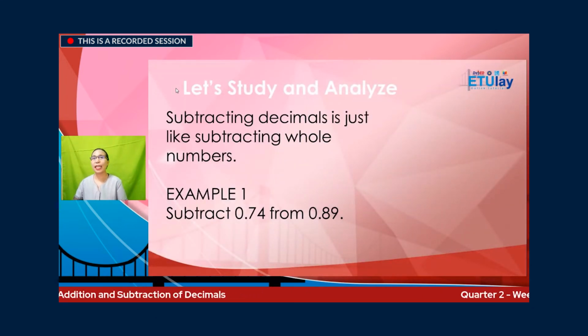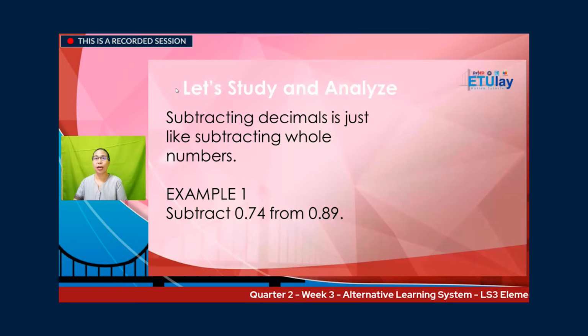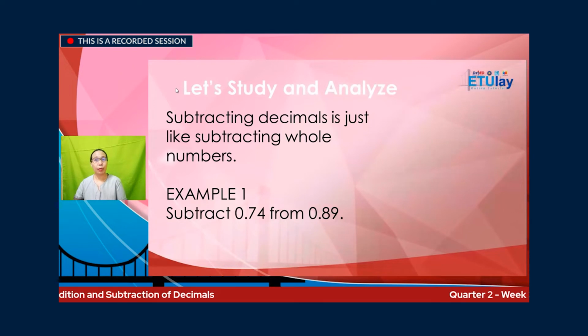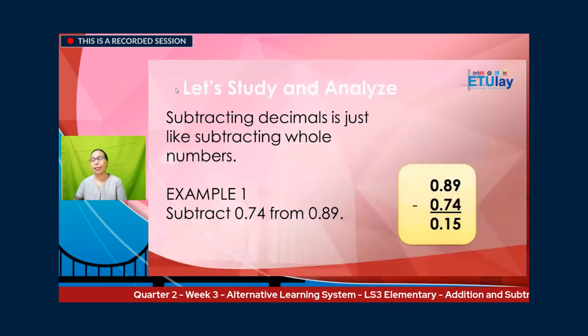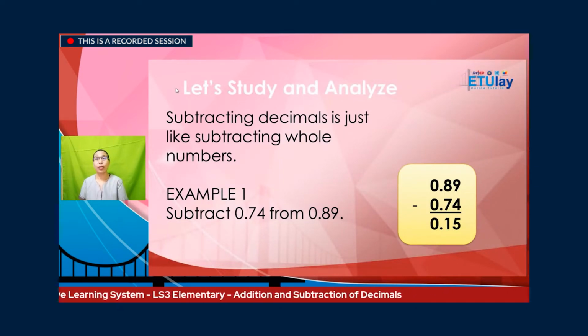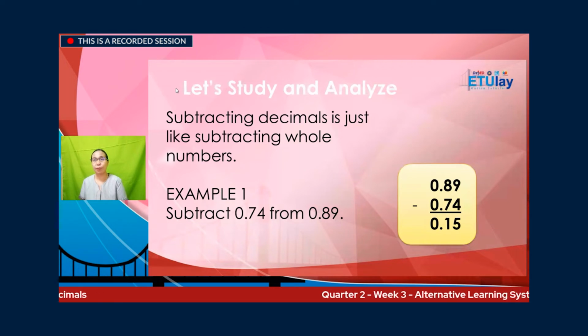This time, let's study and analyze how to subtract decimals. Subtracting decimals is just like subtracting whole numbers. Example number 1, subtract 0.74 from 0.89. We have 0.89 is our minuend because of the word from. And our subtrahend is 0.74. Let's subtract. 9 minus 4 is 5. And 8 minus 7 is 1. So we got 0.15.